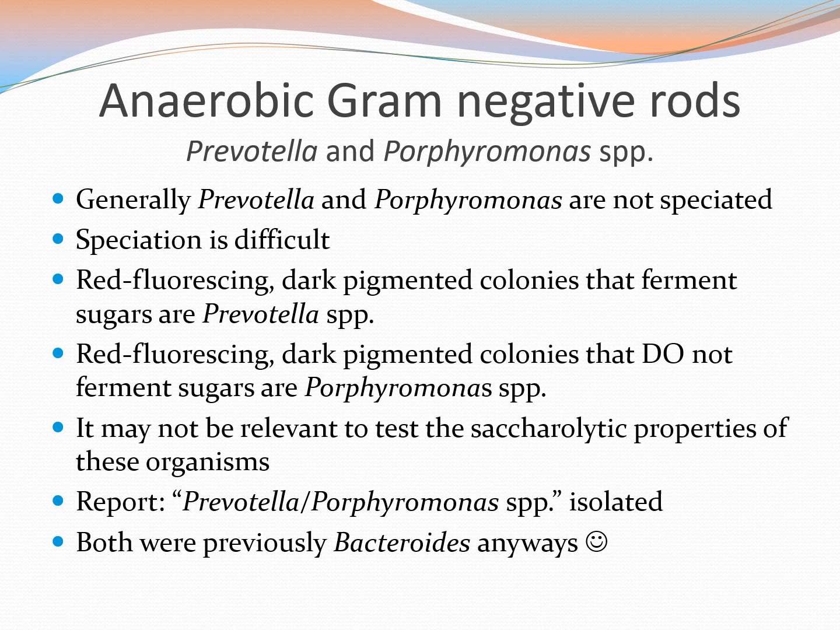In most circumstances, Prevotella and Porphyromonas are not speciated, and speciating them is actually quite difficult. They're very similar to each other biochemically. They do have red fluorescing patterns under UV light, and they are darkly pigmented colonies that ferment sugars. Those are your Prevotella species. Red fluorescing dark pigmented colonies that do not ferment sugars are Porphyromonas. It may not be relevant to test the saccharolytic properties of these organisms in all cases. Instead, we can just report out Prevotella/Porphyromonas species, and it doesn't really matter too much in most cases because these all used to be Bacteroides anyway.